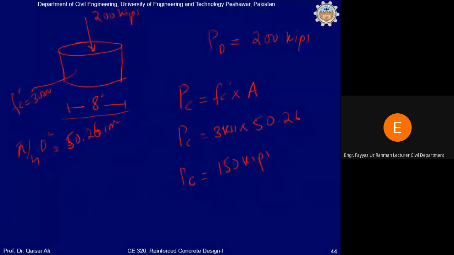अब आप जरा कमेंट करें, द मेंबर विल फेल और नॉट, under the given demand. Fail. It will fail, because you can see this capacity is greater than the demand, sorry, it is less than the given demand, which is 200 kips. So the member will fail for the given loading. Clear?